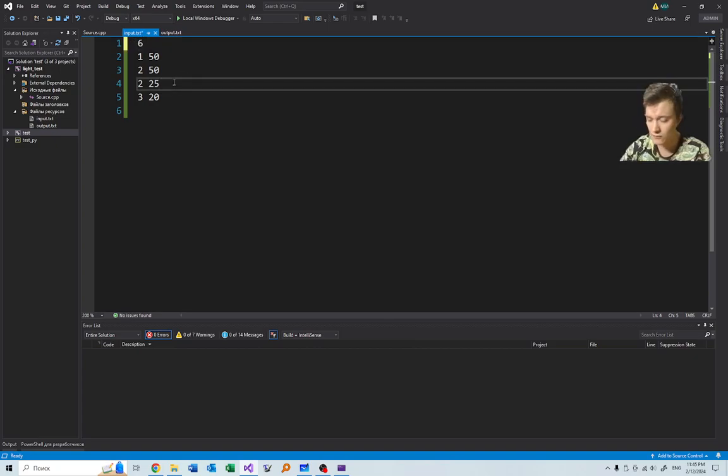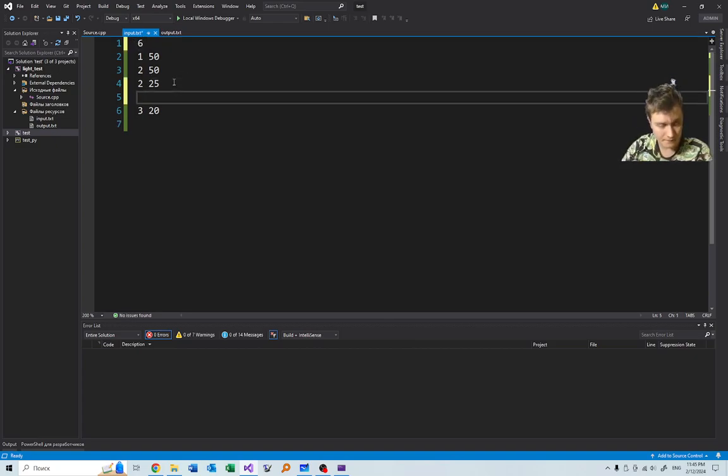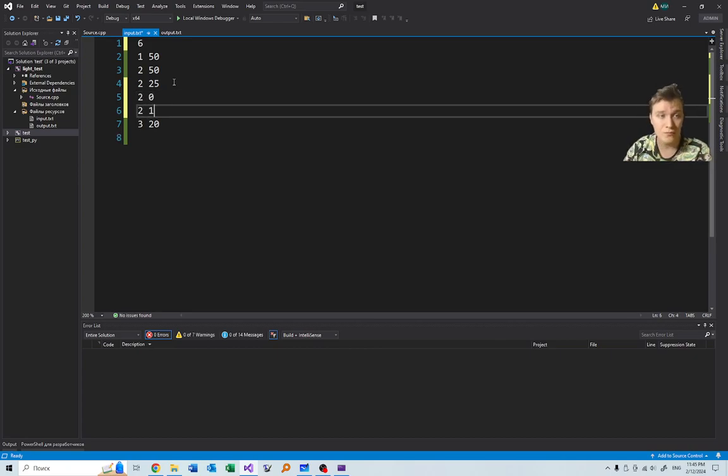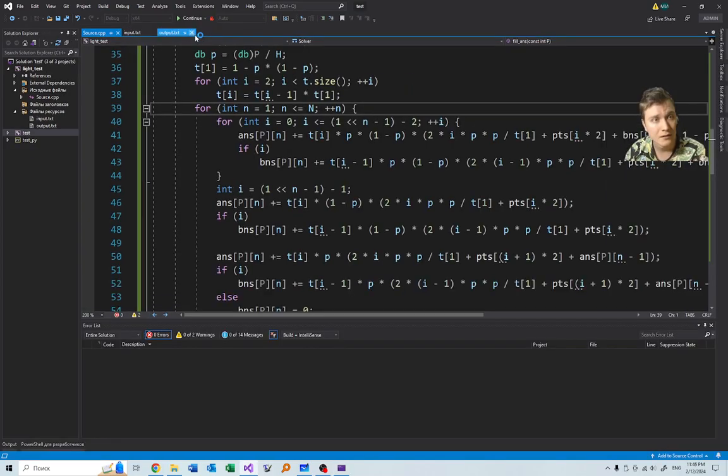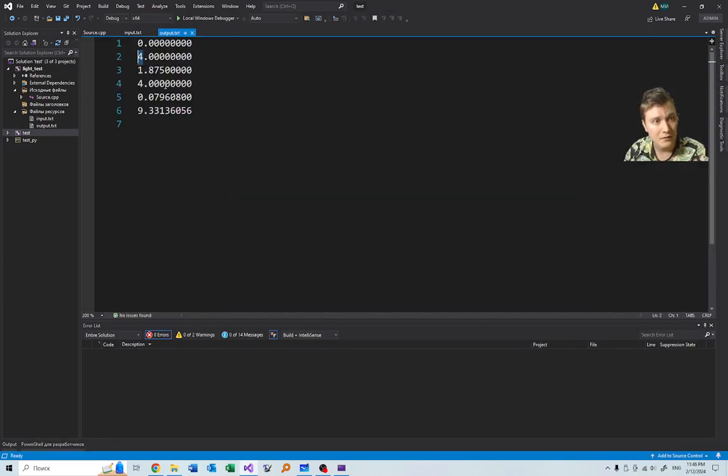Let's look. So we have 2, 0, for example, and 2, 1. What does it say about this scenario? Scenario I. Okay, for 2, 0, it's 4, but for 2, 1, it's negligible. This is not good.